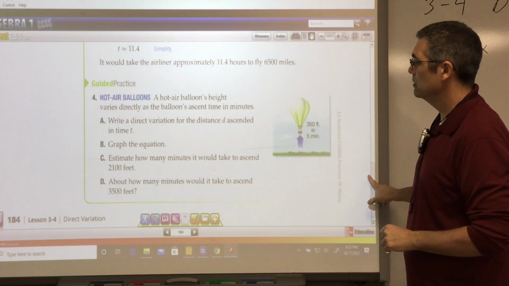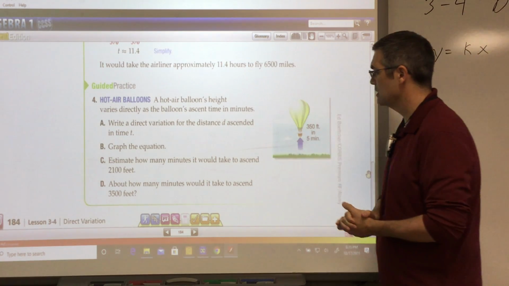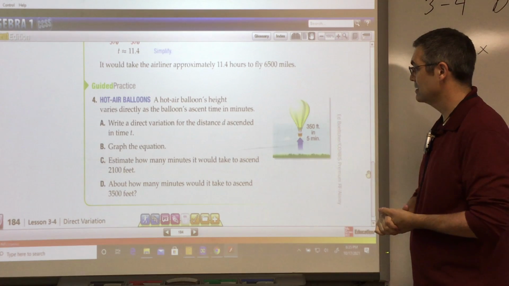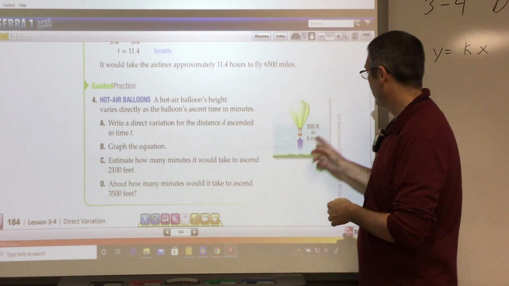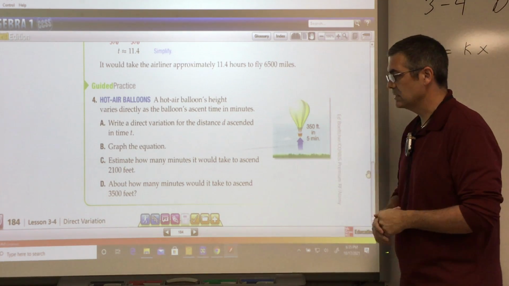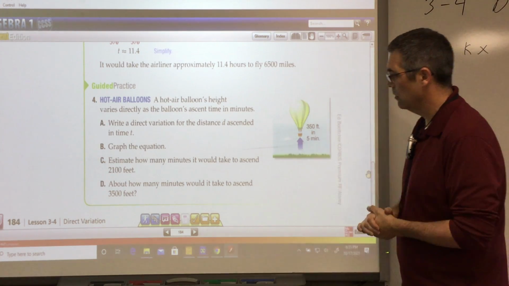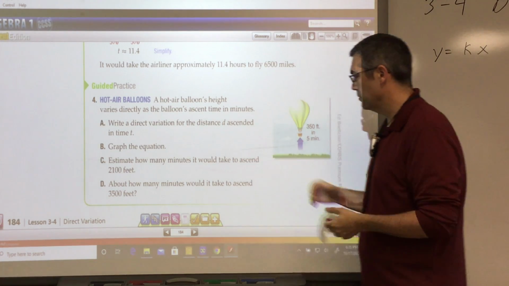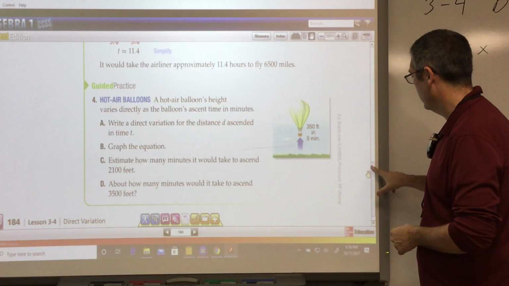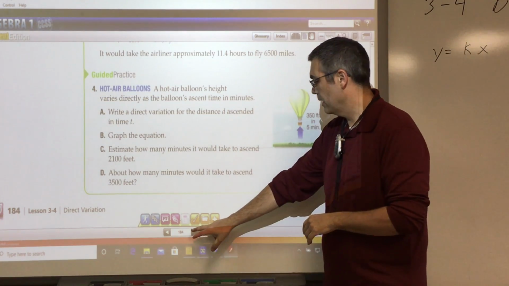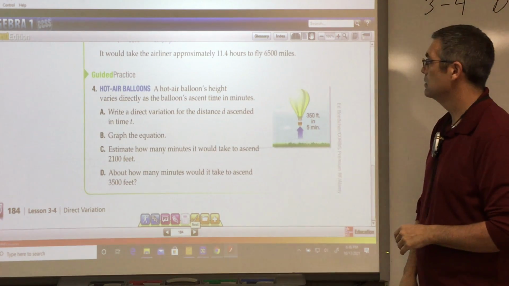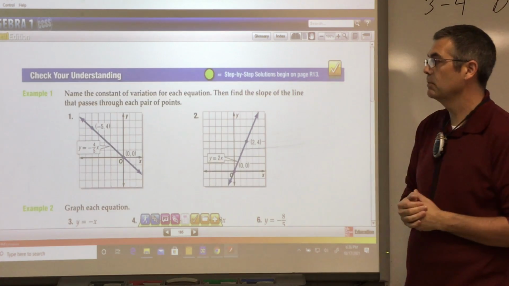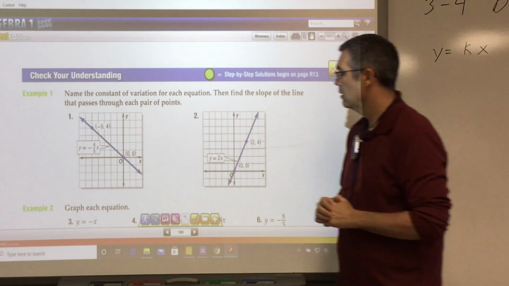A hot air balloon's height varies directly as the balloon's ascent time in minutes, right? And then over here, 350 feet in 5 minutes gave you your rate. Find your other stuff. It depends on what they're talking about, right? Okay, so be aware of that. This is really how you're going to see this represented as we go through there.